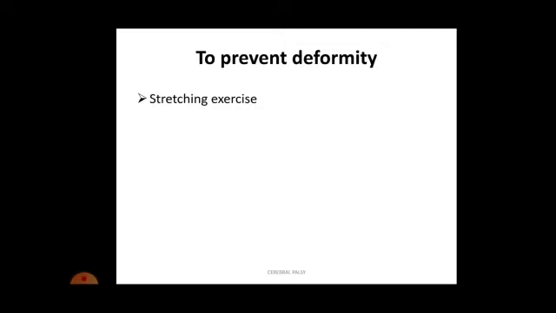So what is the role of the physiotherapist? To prevent the deformity, okay? So as a physiotherapist, if we can prevent this deformity, we can save the patient from surgery, clear? So how will it be possible to prevent the deformity? That will be by stretching exercises and by use of orthotic devices. An orthotic device means an external device that will support any body part, clear?